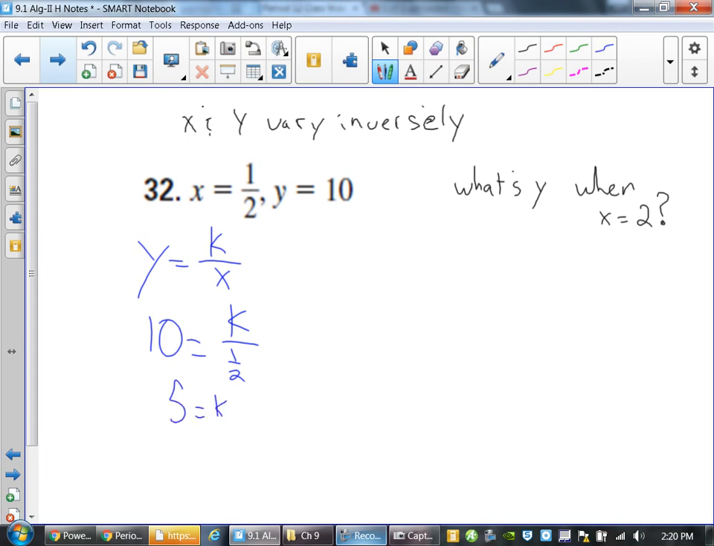Are you supposed to multiply by 2 to get rid of it? Remember, if I take the literal equation here to solve for k, it's y times x equals k. I'm not multiplying by 2, because if I'm multiplying by 2, that means I'm just dividing by 2. Here I'm dividing by half. Oh.